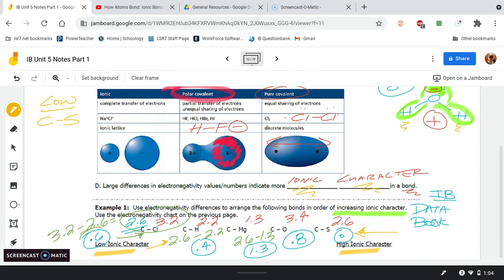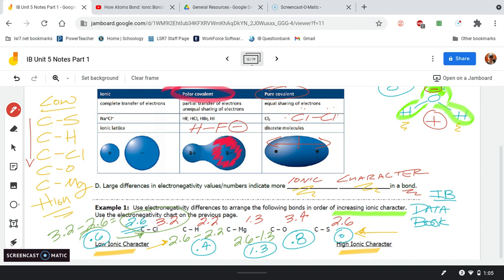And then it looks like the carbon-hydrogen bond at 0.4. Then the carbon-chlorine bond at 0.6. And then the carbon-oxygen bond. And then last, we're going to do the carbon-magnesium bond. I just ran out of space there. So that would be the ranking.